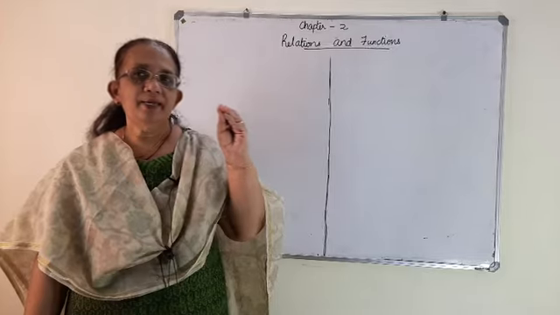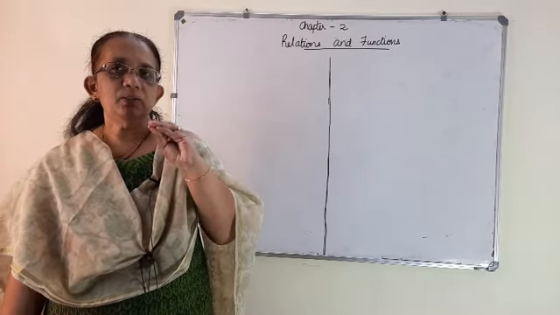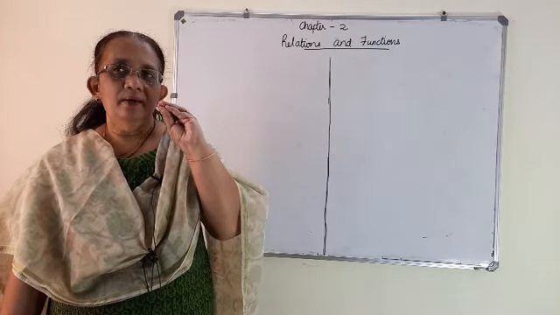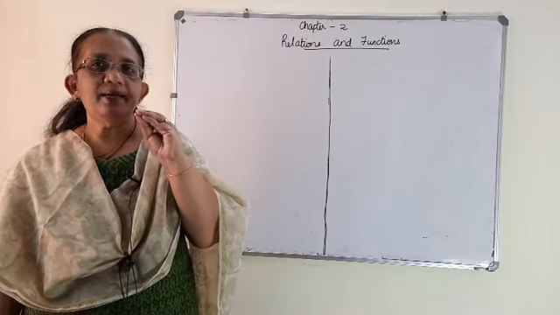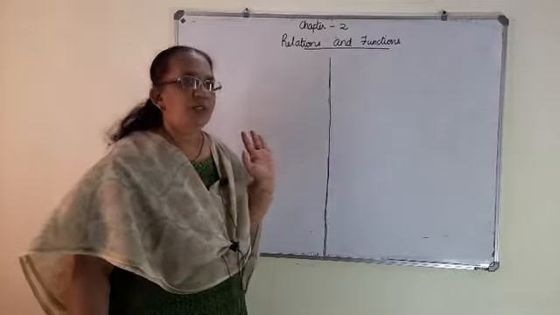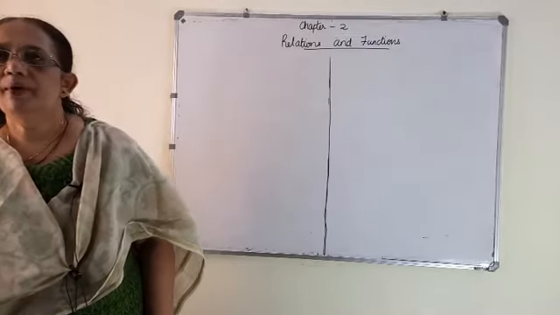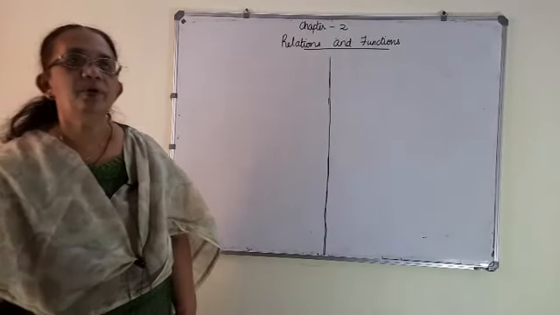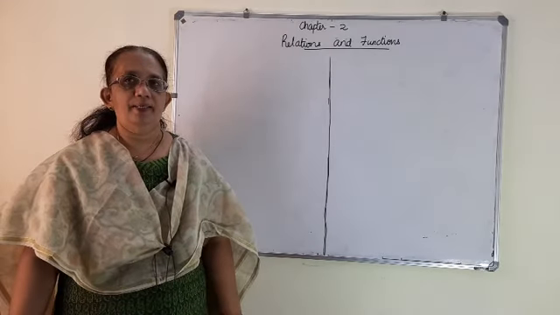All chapters are interlinked one way or the other, so you have to be very regular and systematic in studying mathematics. Now, what do you mean by relation and function? Before moving to relations and functions, we have to define Cartesian products.